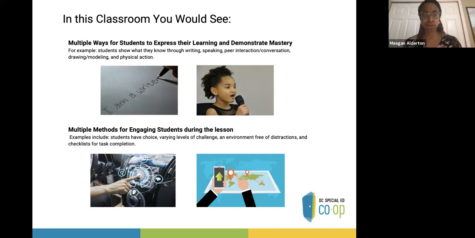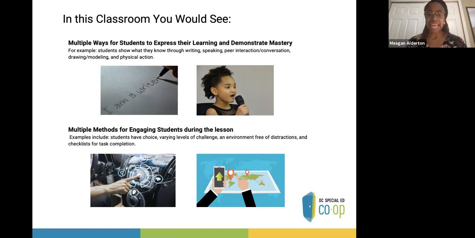If you were able to go into this particular classroom last year, you would have seen a ton of peer interaction and conversation. The students were always having conversations about their work, which was very, very powerful. A lot of metacognition happening in that classroom. Drawing, modeling, even physical action. Again, various ways to express and demonstrate what they've learned and mastered. And we'll see some of that today as well.